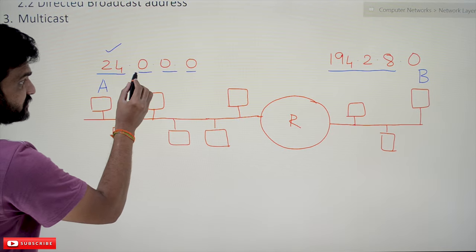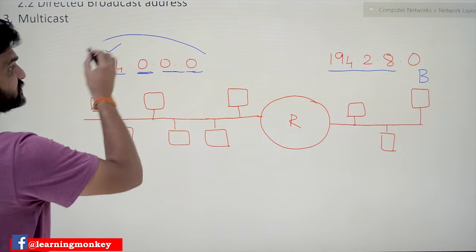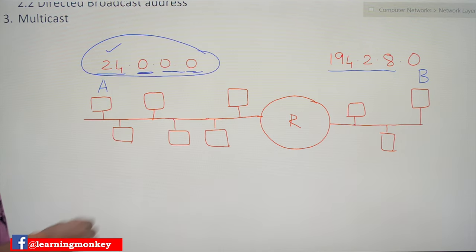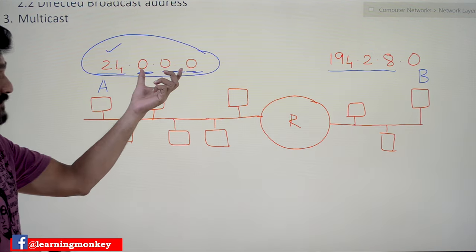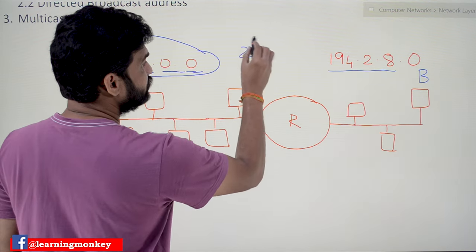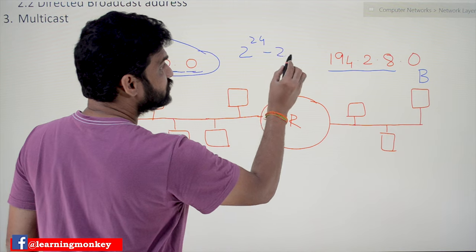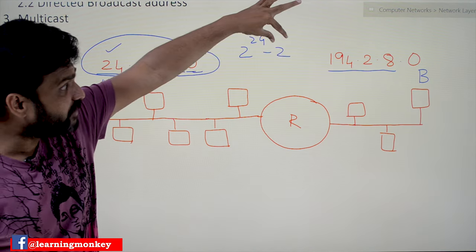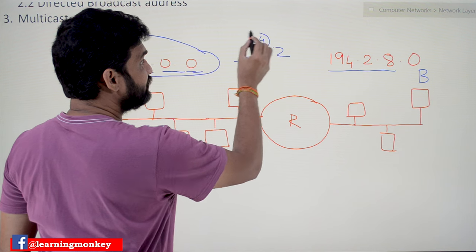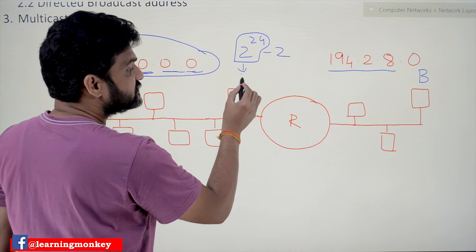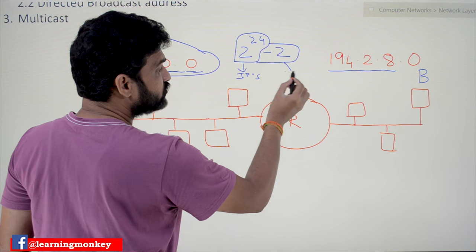So the first address that is possible is the network part followed by all zeros. This value is given for the ID of this entire network. We have discussed that for class A, 2^24 IP addresses are possible, but only 2^24 minus 2 hosts are possible for this network. Once again, 2^24 is the number of IP addresses possible, but 2^24 minus 2 is the number of hosts possible.